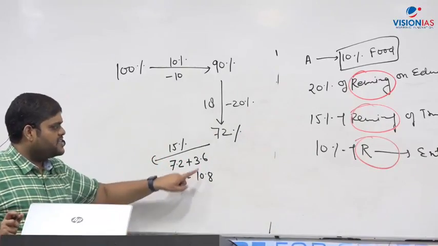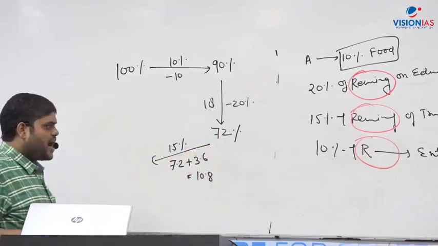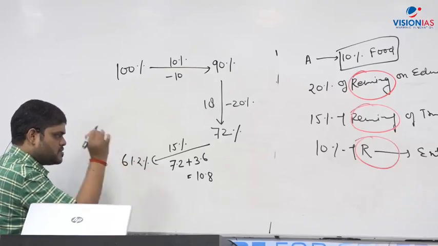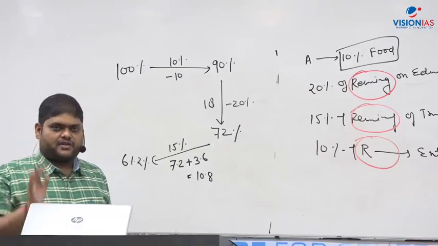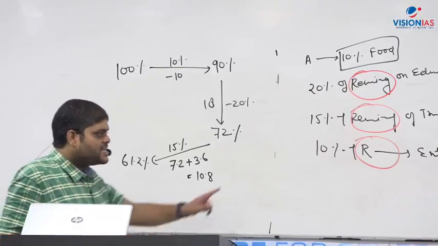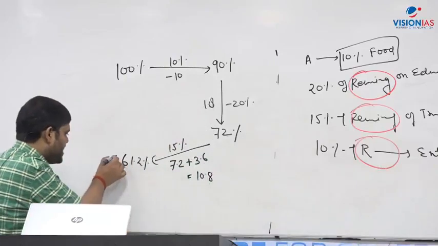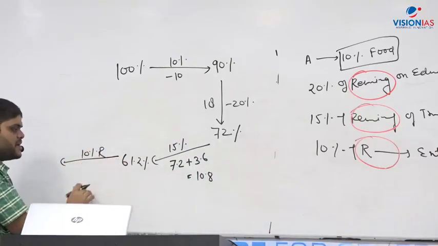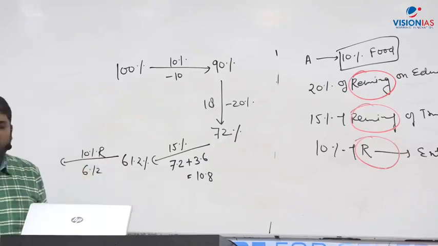So when I subtract 10.8 out of 72%, how much will I get? I think 61.2%. Yes, I think it's correct. 61.2% is left. And now again 10% of remaining. Now 10% of remaining means what? 10% of this is 6.12.